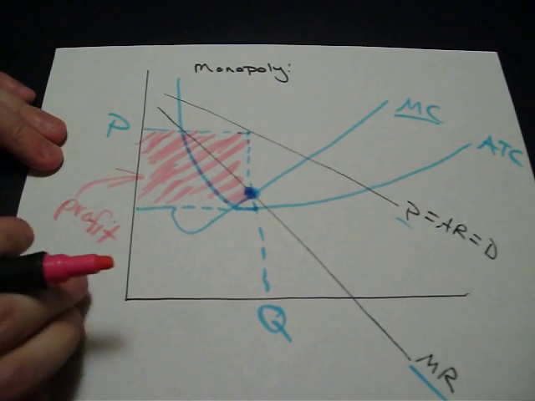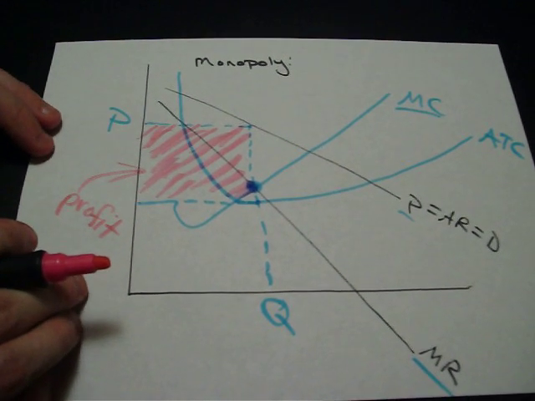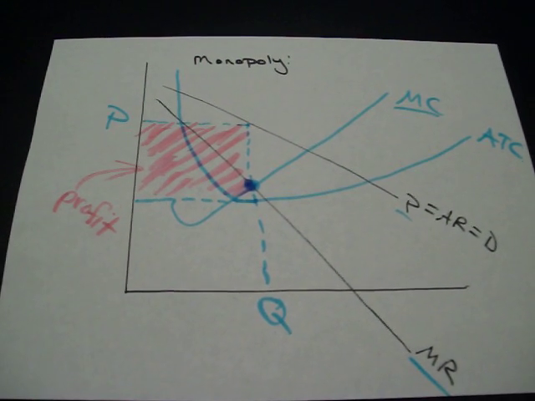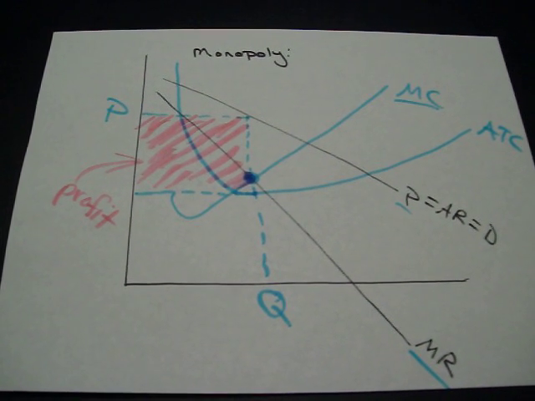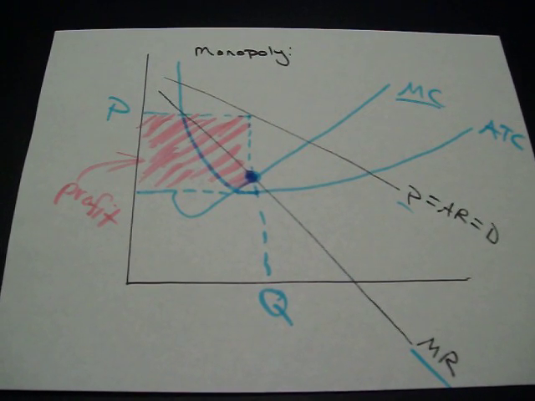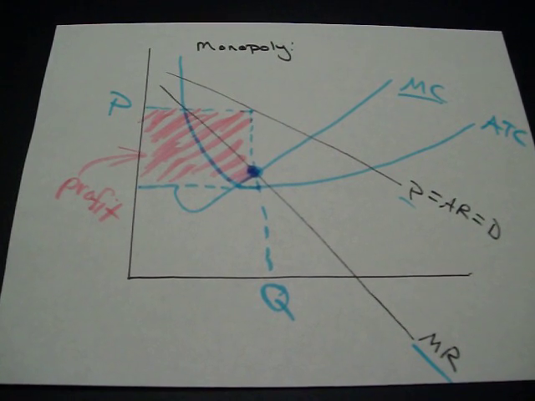The business, since it's a monopoly, can keep that profit for the long run because entry into the market is not possible because there's such high barriers to entry. Unlike perfect competition, the business can see profits for the long run.